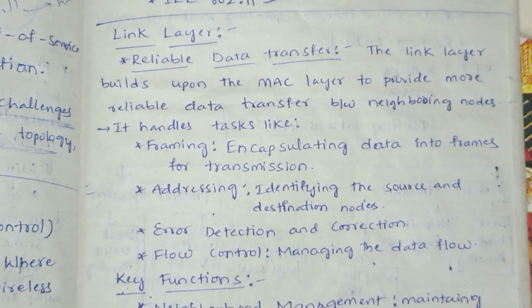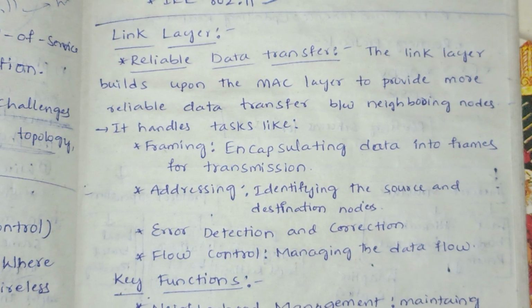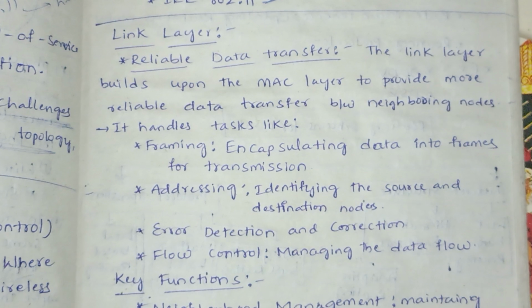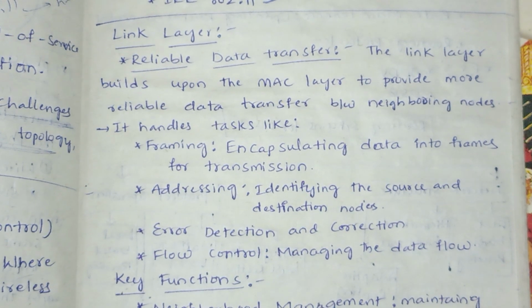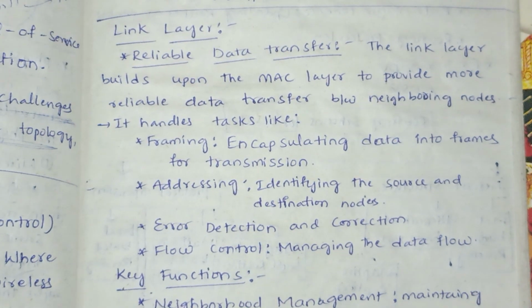Link layer, reliable data transfer. The link layer builds upon the MAC layer to provide more reliable data transfer between neighboring nodes. In between two neighboring nodes, the data is transmitted in the MAC layer. So the link layer builds upon the MAC layer. The two nodes transmit the same data.